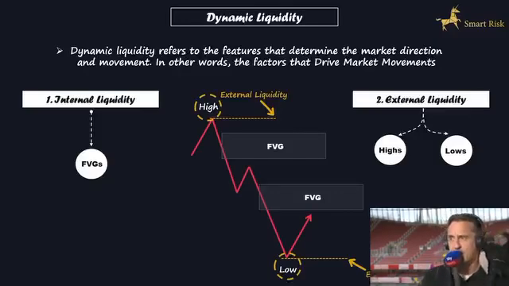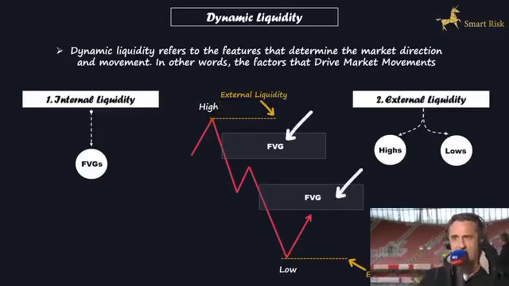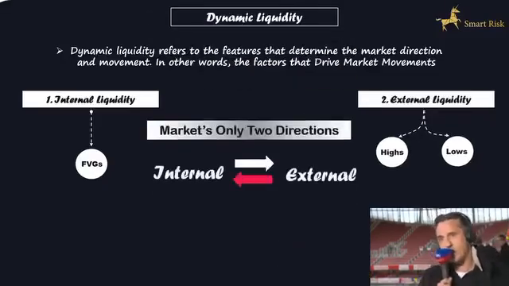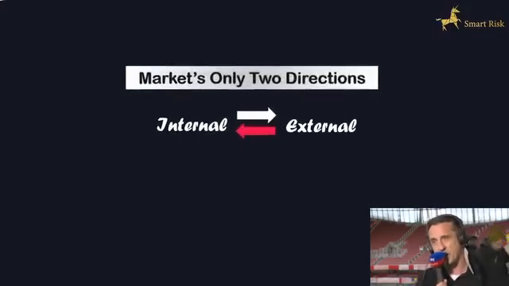On the other hand, the fair value gaps found within the range of the high and low are considered our internal liquidity. Price in the market always moves between internal and external liquidity. Imagine it like a continuous circle where price moves either from internal to external liquidity or from external to internal liquidity.